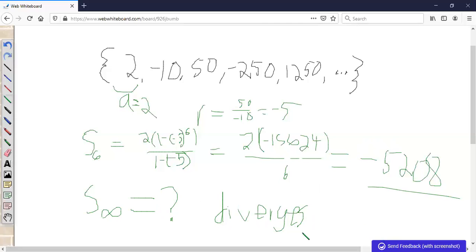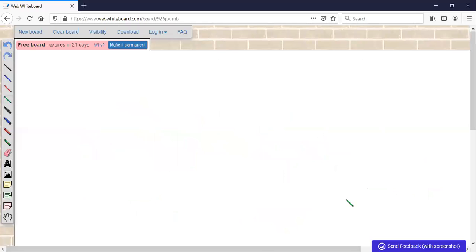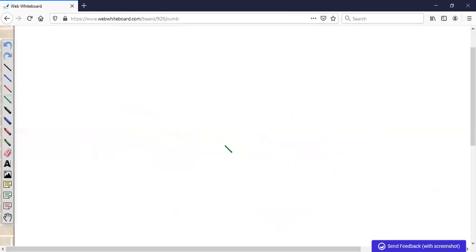So the reason it's divergent is quite simple. Stuff keeps getting bigger. The absolute value of R is above 1. So yeah, it's divergent. Let's take a look at another example. Let's take a look at this one.